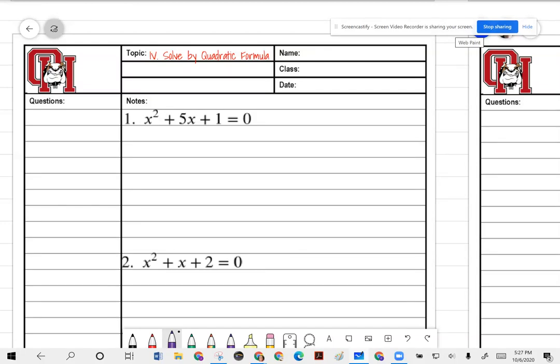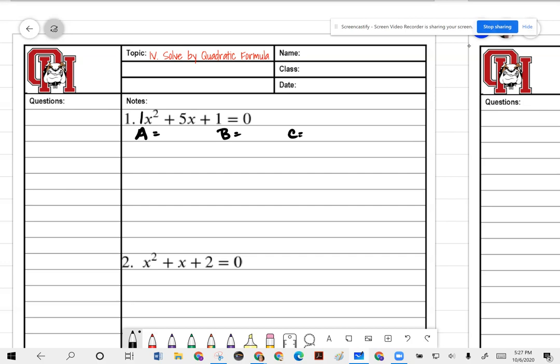All right, so here we have Roman numeral 4. We're going to solve by the quadratic formula. So again, check your vocabulary. It is expected that you already know the quadratic formula here. So let's take into consideration this particular problem, and we need to be able to identify the A, the B, and the C.